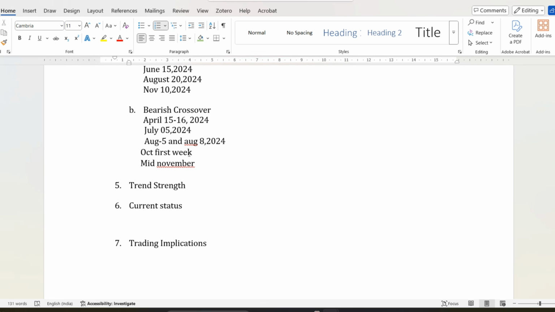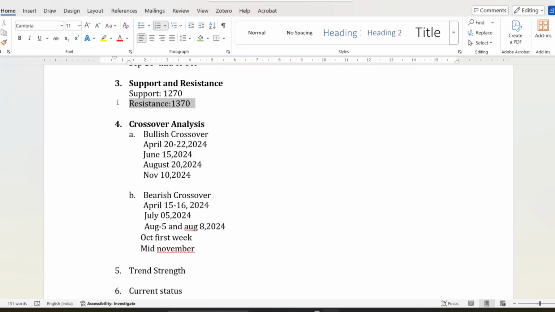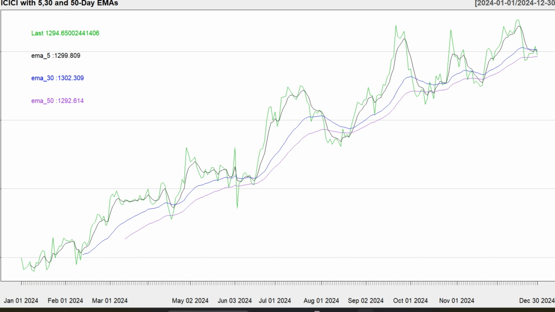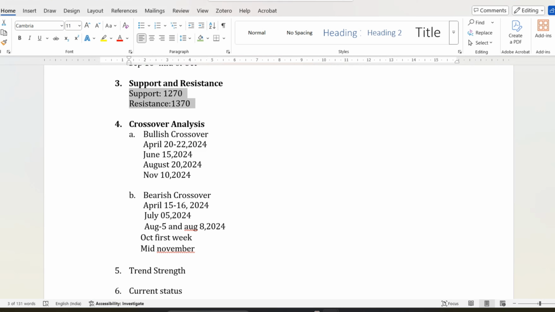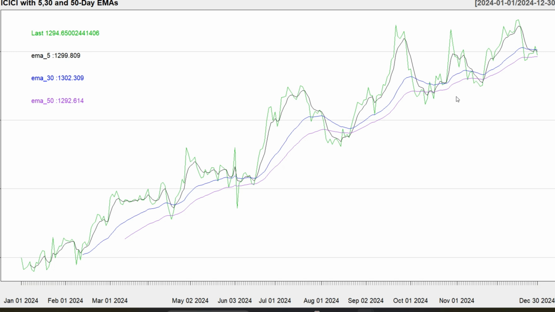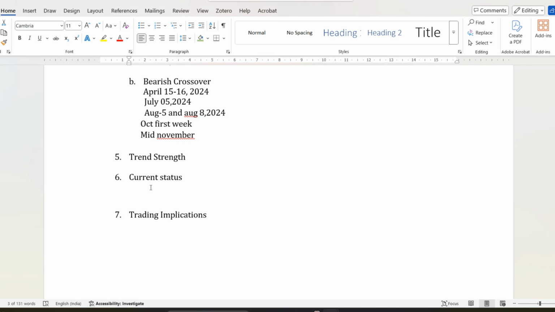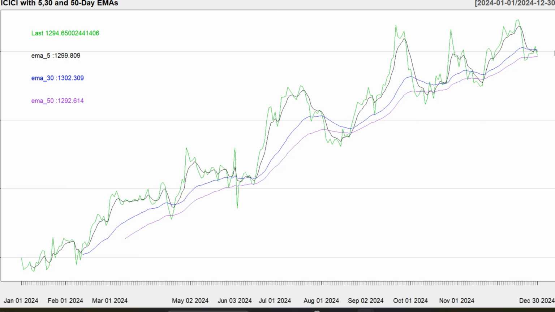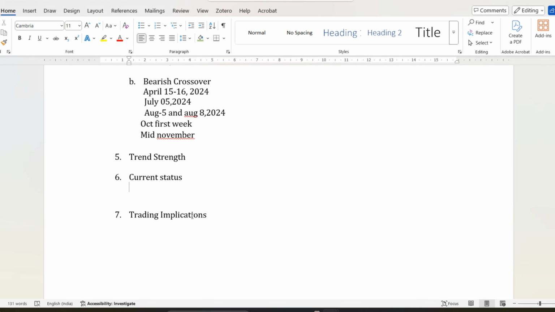Trading implication, based on support and resistance: if it crosses below 1270, then at that time you can enter the market and wait till 1370, then you can encash your profit. That will be the trading strategy. But for the time being, you wait and watch. Based on the next 10 days' observation of the movement of the EMA lines, accordingly you can take the decisions. That will be my trading implication.